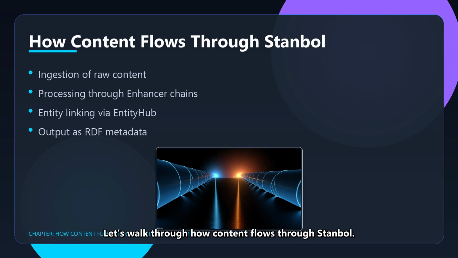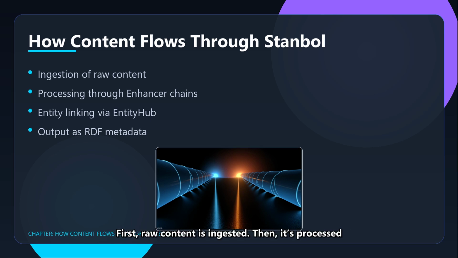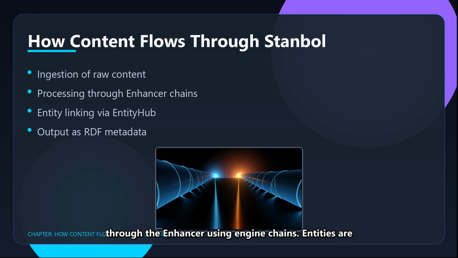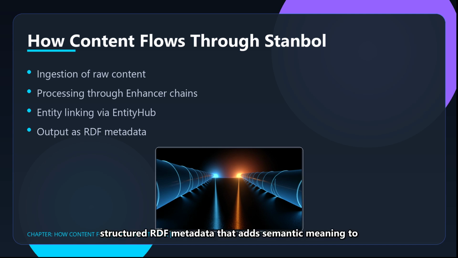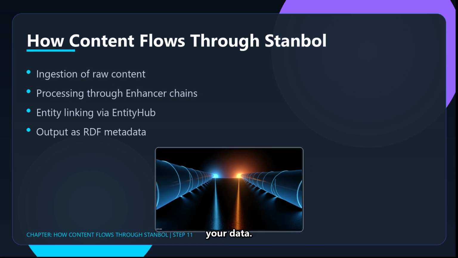Let's walk through how content flows through Stanbol. First, raw content is ingested. Then, it's processed through the enhancer using engine chains. Entities are linked via EntityHub. And finally, the output is structured RDF metadata that adds semantic meaning to your data.